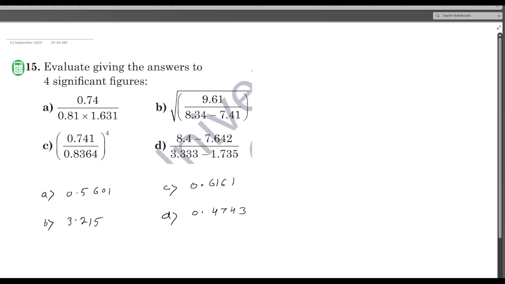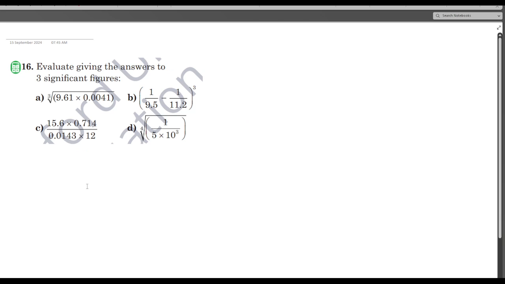Now 16th question. Evaluate, giving your answers to 3 significant figures. As this uses a calculator, definitely you can do it.